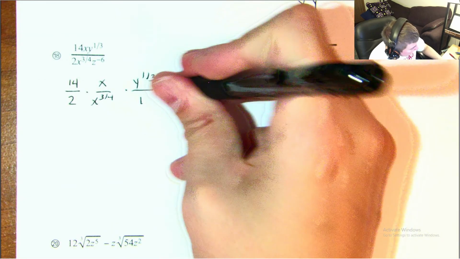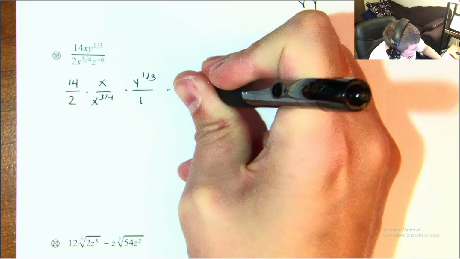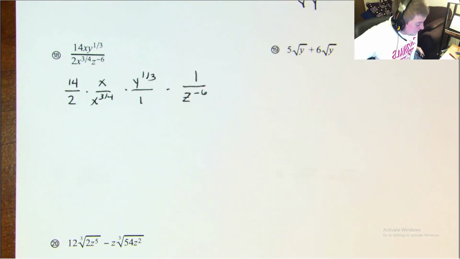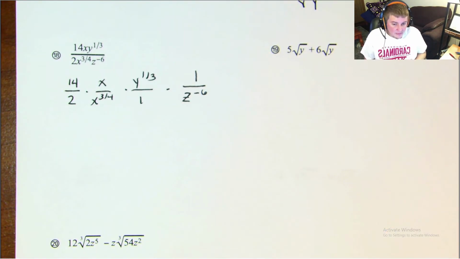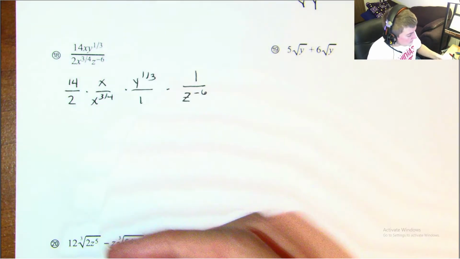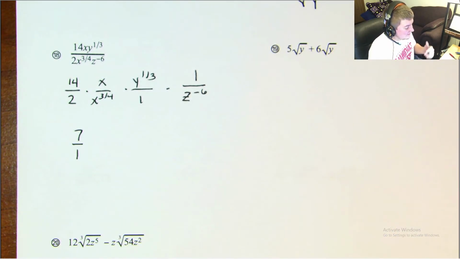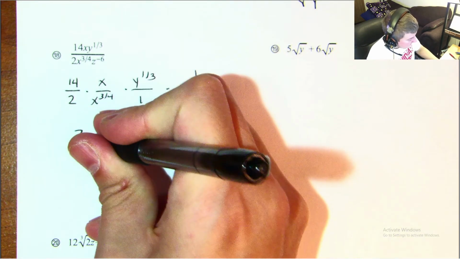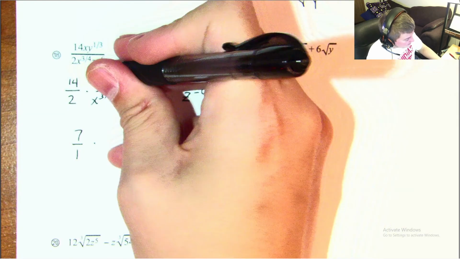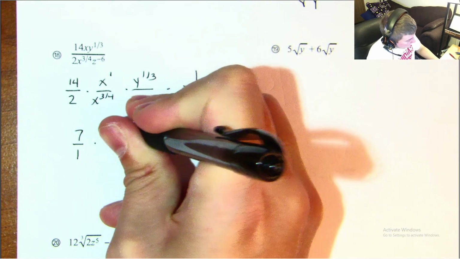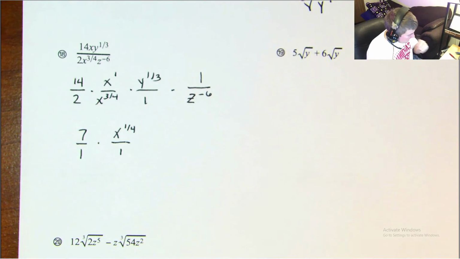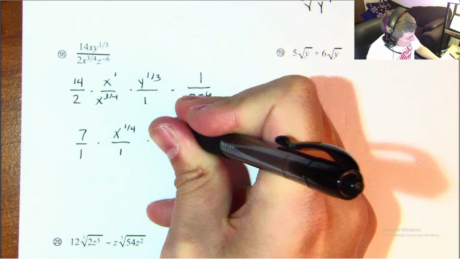And then here, I don't have anything that multiplies with z, so I'm going to put it with 1 also. And now this turns into a problem that can be solved in parts, very consistent with the very first thing that we did on this problem. So 14 over 2 simplifies into 7 over 1. Okay, x divided by x to the 3/4. Well, that's a quotient, so we would subtract the exponents. 1 minus 3/4 is 1/4, so this would be x to the 1/4. Y to the 1/3, there's nothing that needs to be simplified, so we leave that alone.